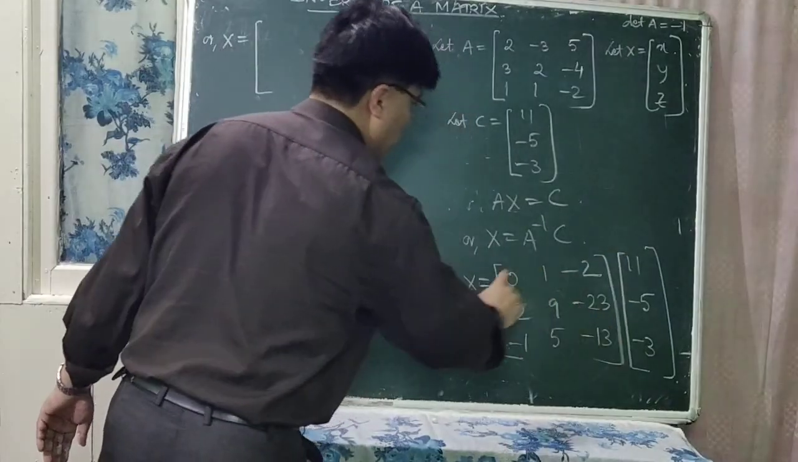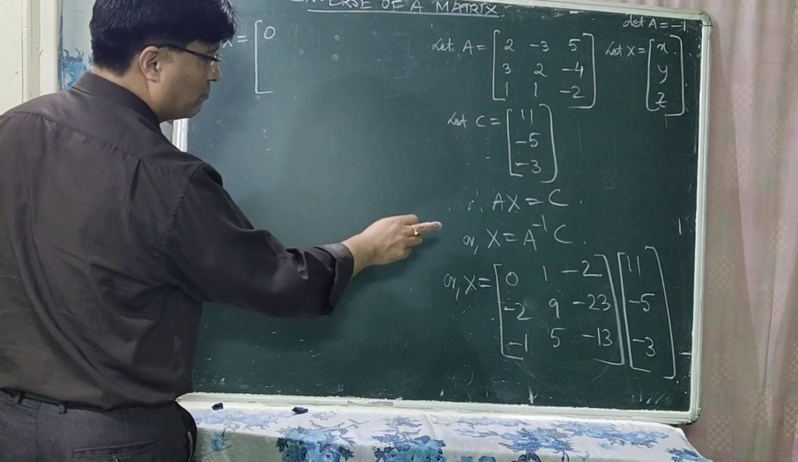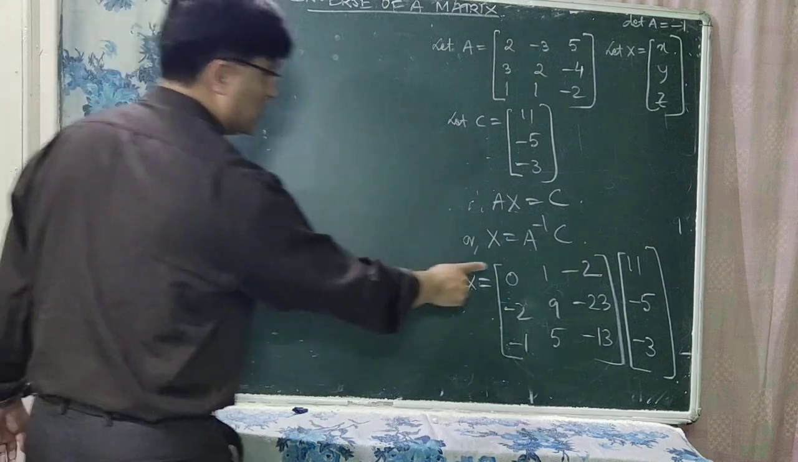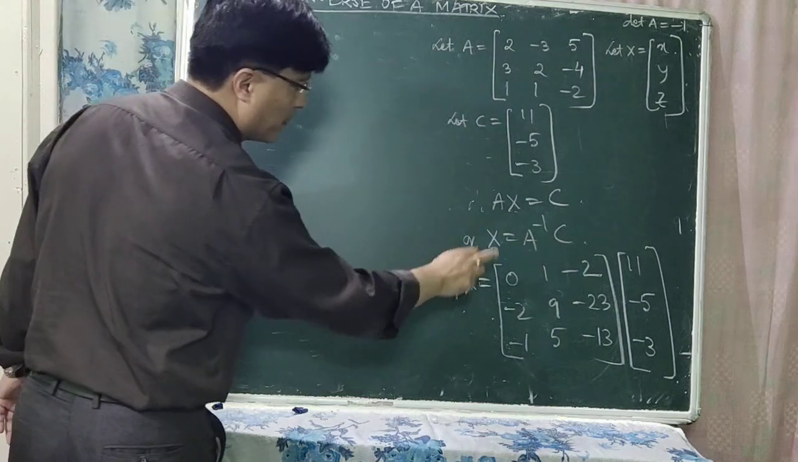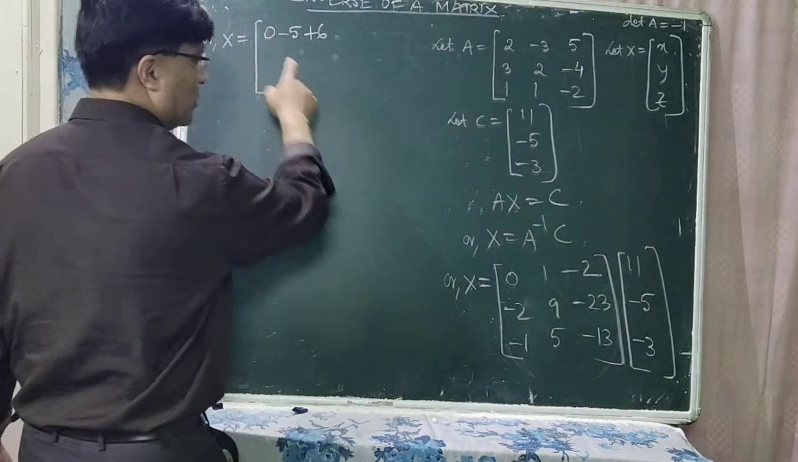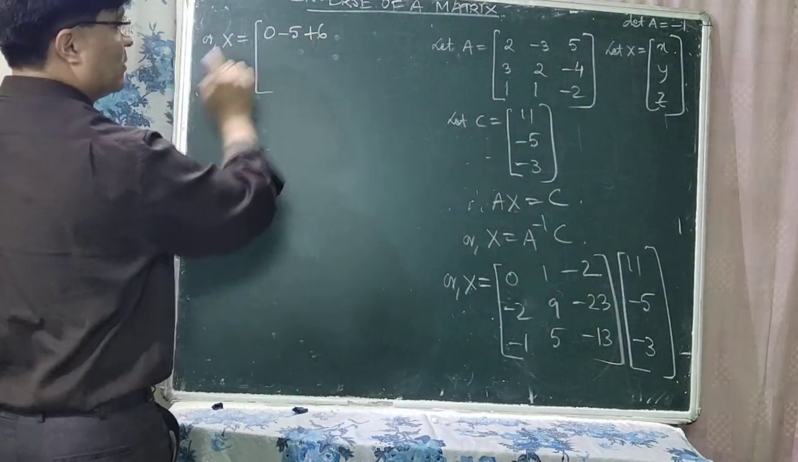Now first row by first column. 0 into 11 is 0. Then 1 into minus 5, minus 5. Then minus 2 into minus 3, plus 6.